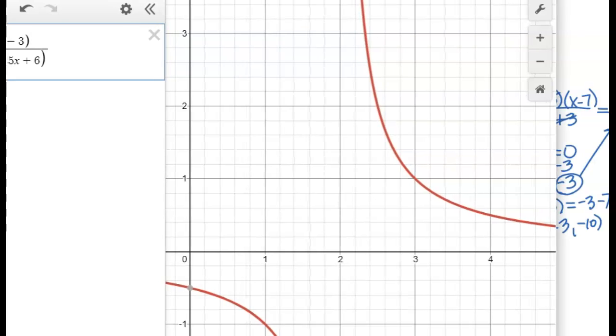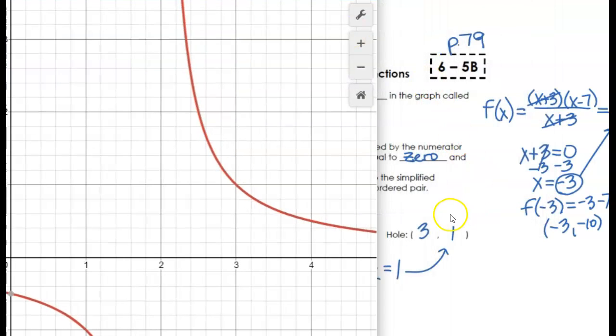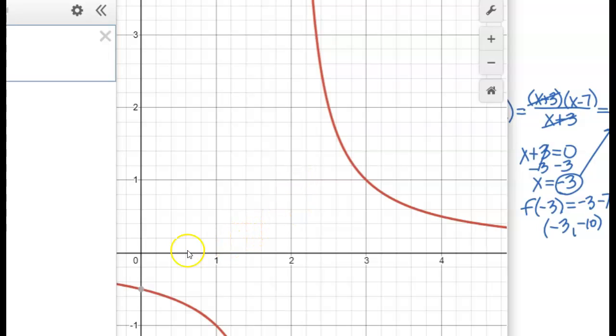Yeah, Desmos, your old pal. I pulled this up before class, and I typed in the original function, and we found out that the hole was supposed to be at (3, 1), right? So if you go look in Desmos, it's actually not going to show you a little circle. It's not going to show that to you because it'd be too small to see.